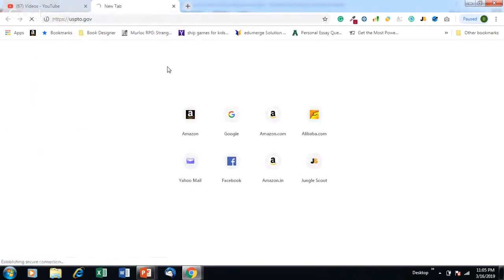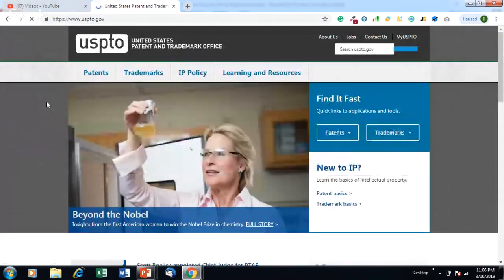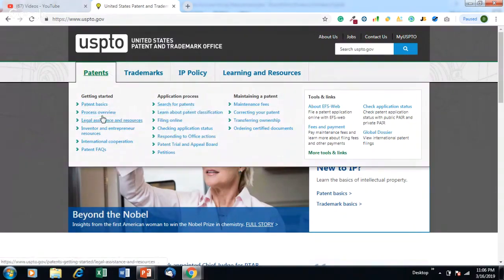If I have to come to uspto.com... Oh, this is for both trademarks and patents, right? Yes, this is the government website for trademark and patent. You see patent and trademark. I don't know if you can see the price somewhere.